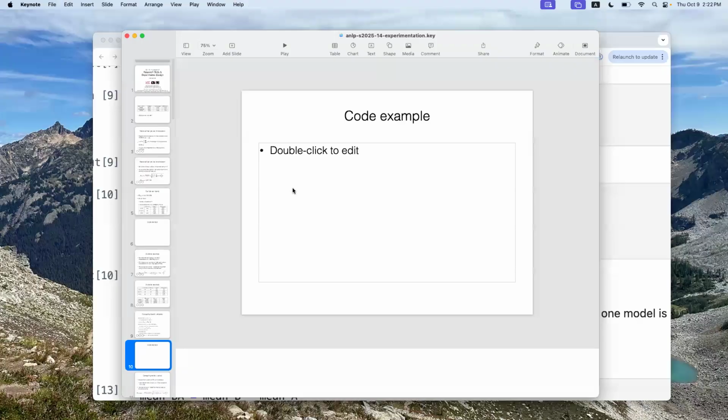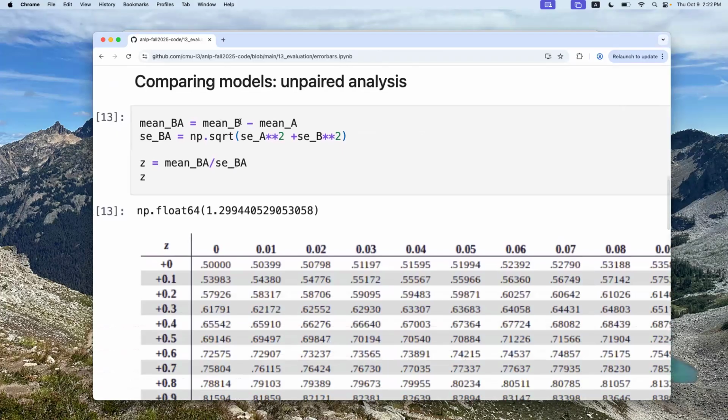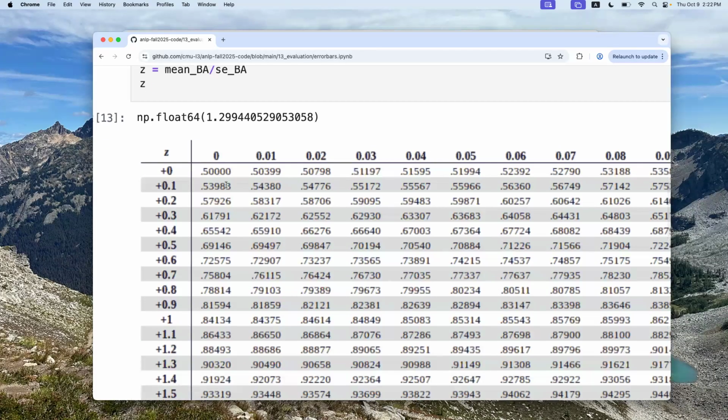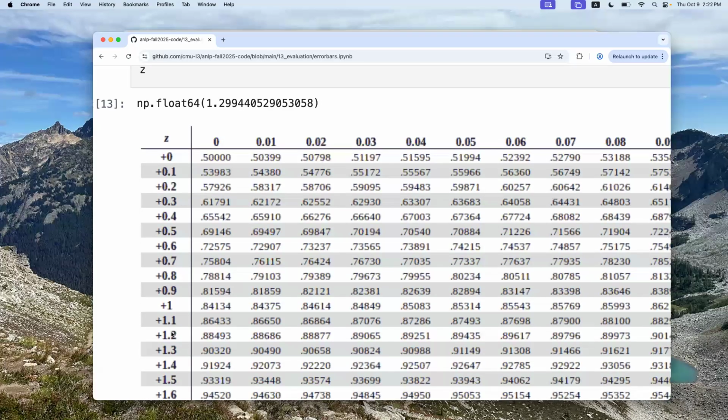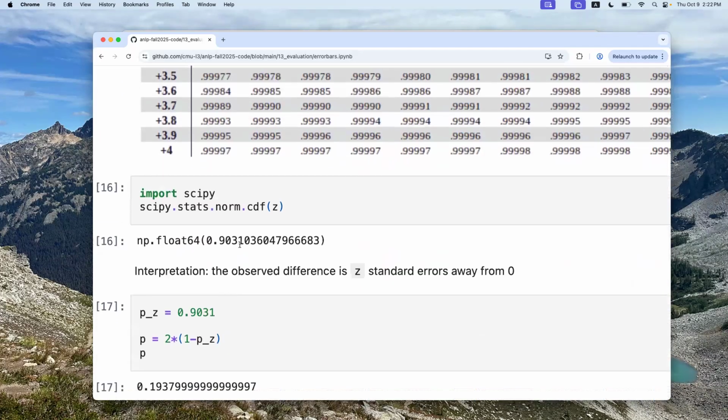Okay, so we can see this concretely in the code example. Here we construct these different means, and we compute the standard error. And then we can get this z-score that I told you about. Now, if you remember statistics class, you probably saw these tables. So you can look up the z-score here. So 1.2, or let's just round up to 1.3. So 0.9032. You can also get that by yourself by looking at this normal distribution and looking at its cumulative distribution function.